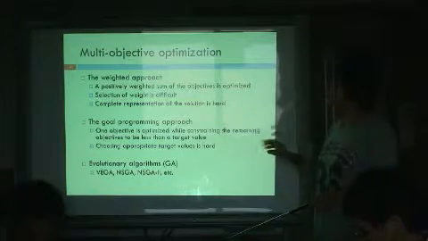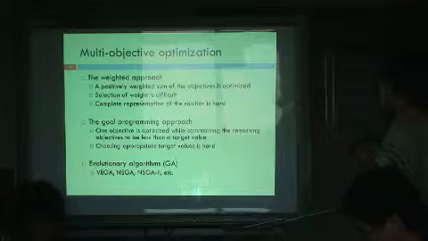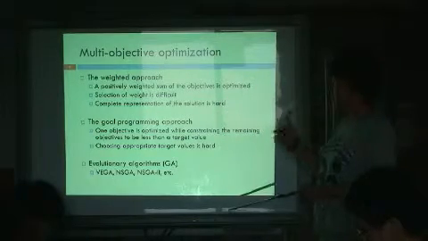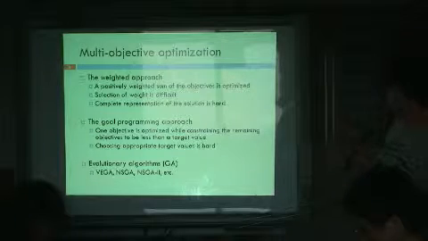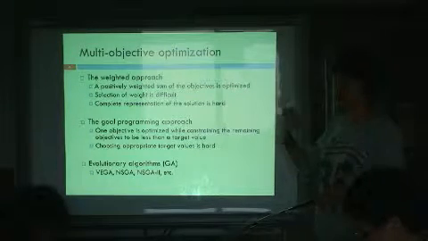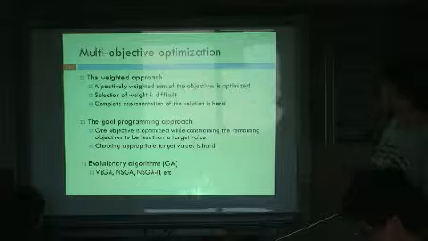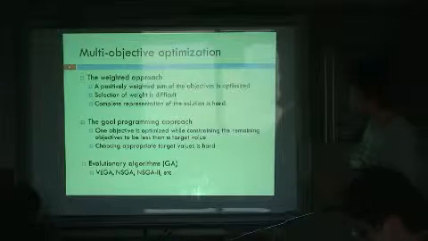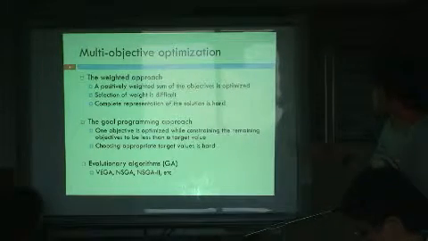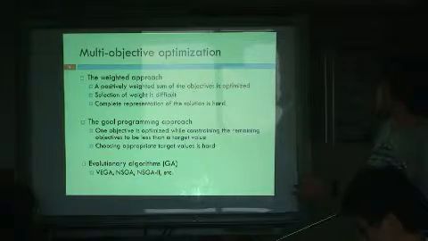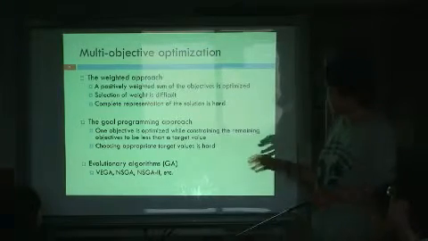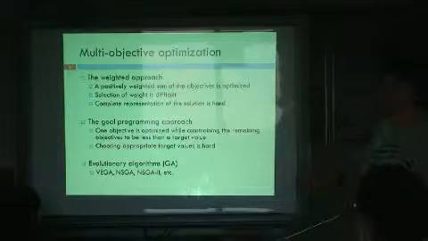So for multi-objective optimization in the literature, there are many different approaches to solve these problems. The original one is the weighted approach. Basically, they try to optimize a positively weighted sum of all the objectives. But the problem is that the selection of the weights is quite difficult, and also we cannot represent a complete solution set. Another popular approach is the goal programming approach. For this one, they try to optimize only one objective while constraining the other objectives to be smaller than a target value. But how to choose an appropriate target value is very hard.